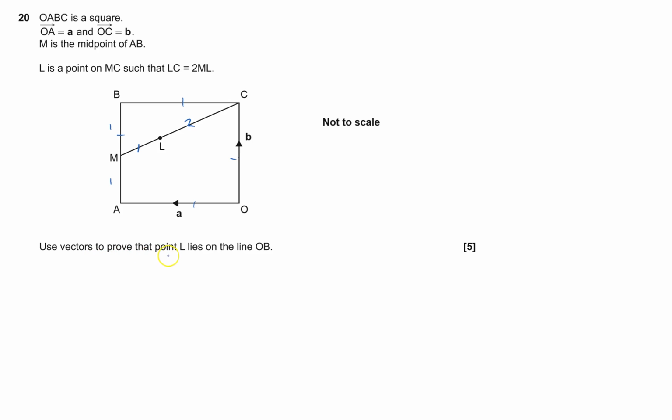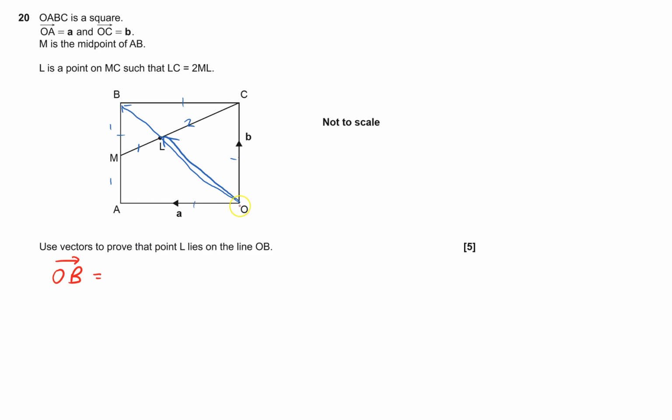I've got to use vectors to prove that L lies on the line OB. So I've got to show that L lies on OB, which basically means I need to say that the line going from O to B is in the same direction as the line going from O to L. If I do that, and they both start at O, then they must be on the same line. So first off, if you're not sure, it mentions OB, so at least write down what the vector OB is.